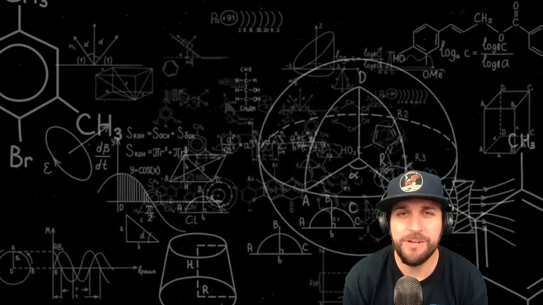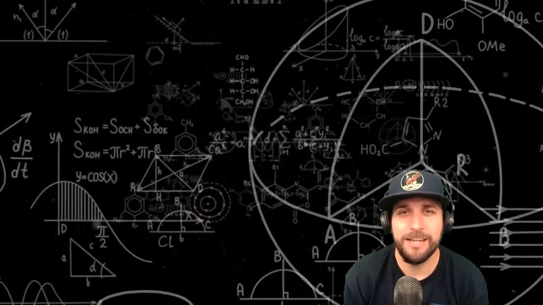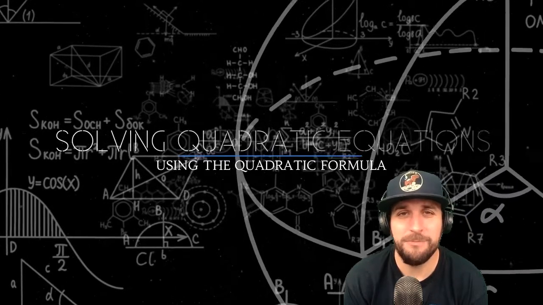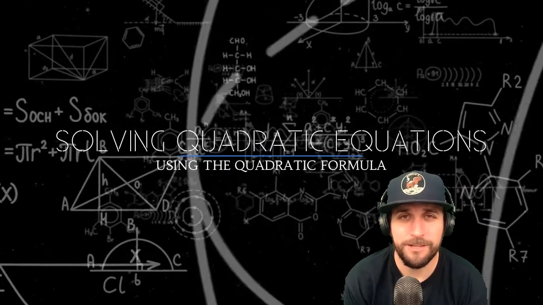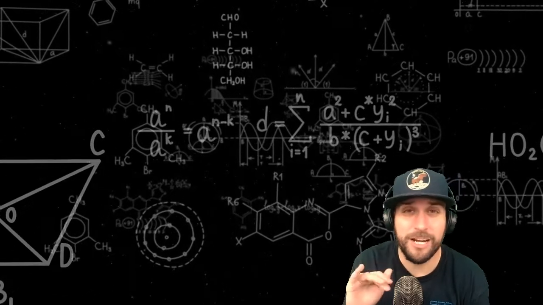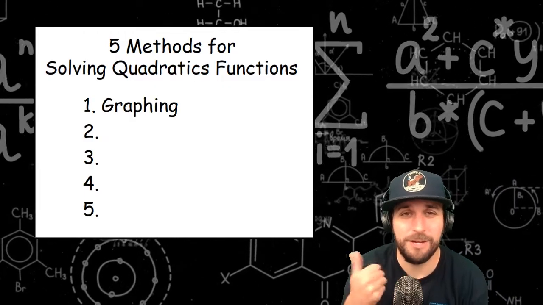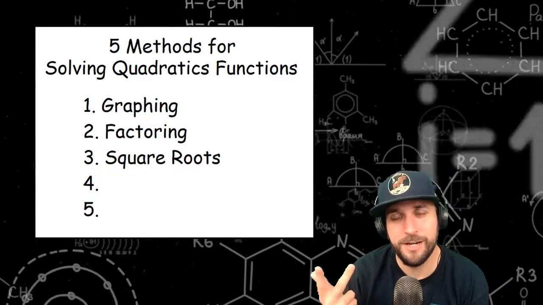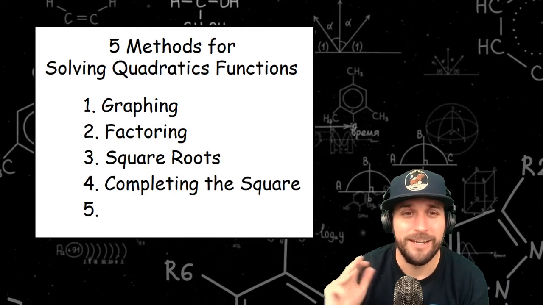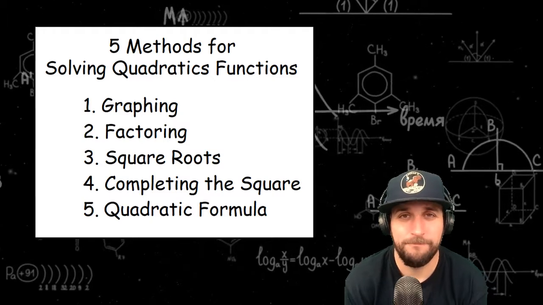Hi everybody, welcome to another episode of Lost in Math. I'm Mr. Wheeler. Today we're learning how to solve quadratic equations by using the quadratic formula. We're going to learn 5 ways to solve a quadratic equation. We learned how to solve them by graphing, factoring, square roots, completing the square, and today we're learning how to solve by the quadratic formula.